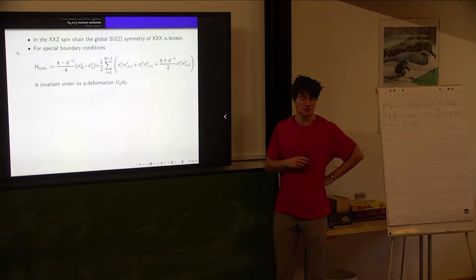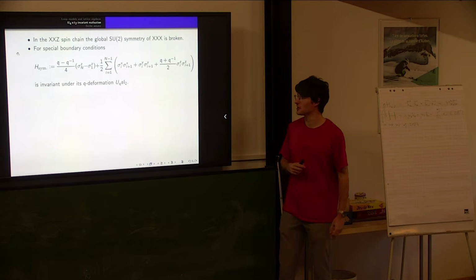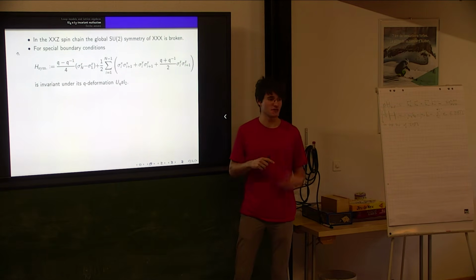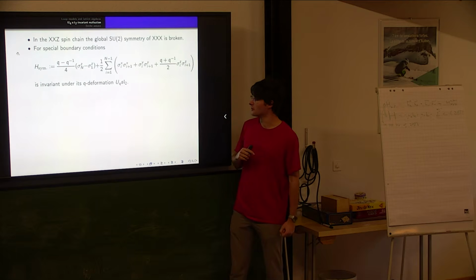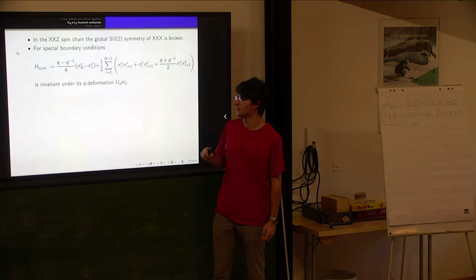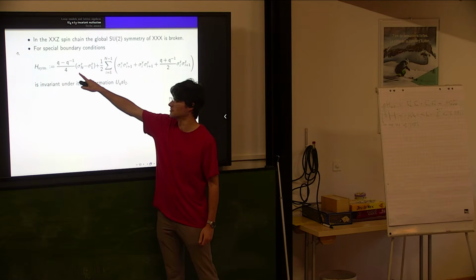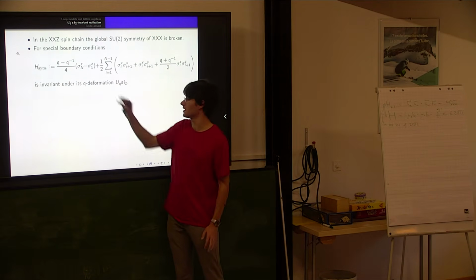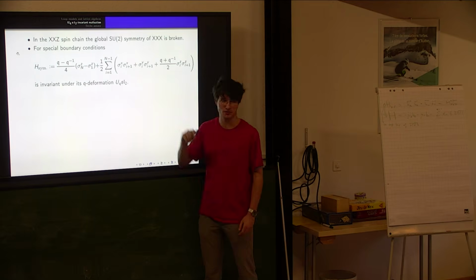But actually, if you take the open Hamiltonian and impose very specific boundary conditions, which are written here, you obtain a Hamiltonian which is invariant under this action of Uqsl2, which I've shown you before. This also looks like a non-diagonal XXZ Hamiltonian, but notice that the boundary conditions are very specific, and if you do anything else, it will not be invariant under UQSL2 anymore.